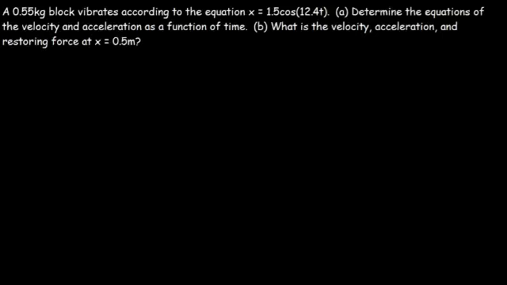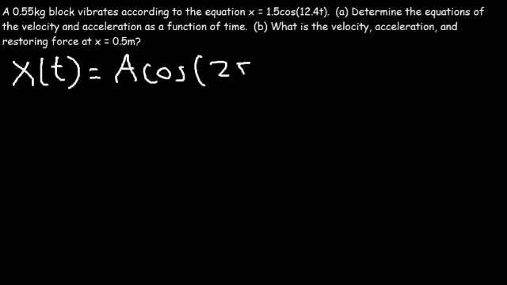A 0.55 kilogram block vibrates according to the equation x is equal to 1.5 cosine 12.4 t. Determine the equations of the velocity and acceleration as a function of time. So let's write the generic equations. So we know the position function is A cosine 2 pi f t.